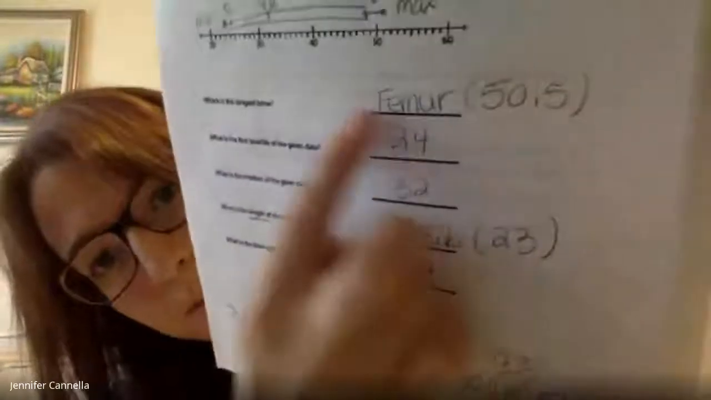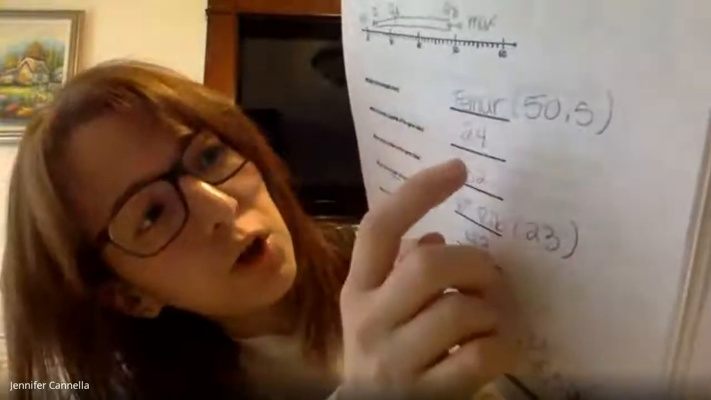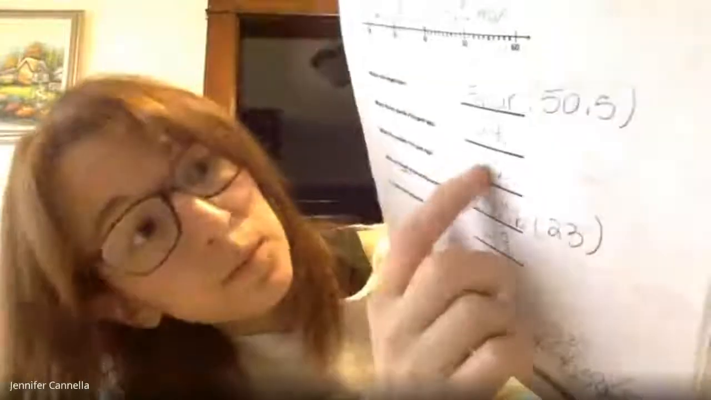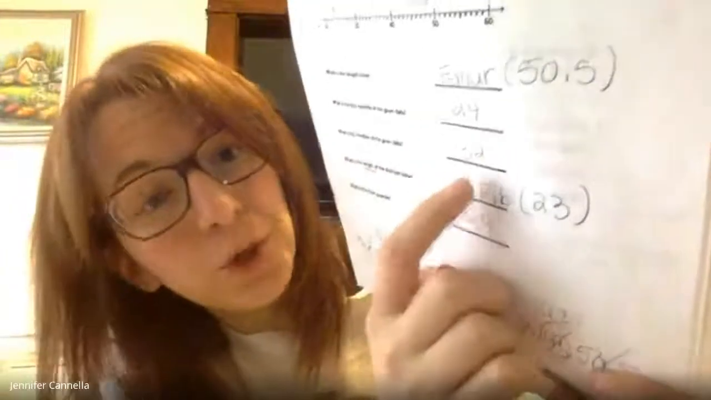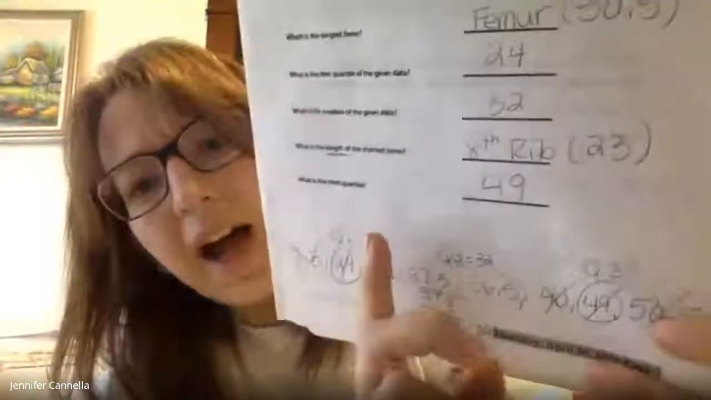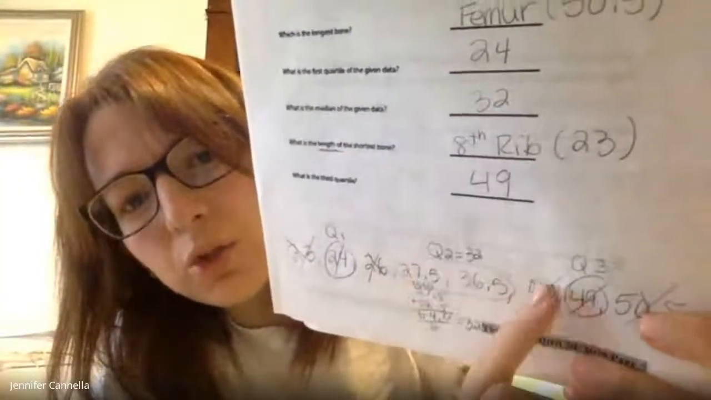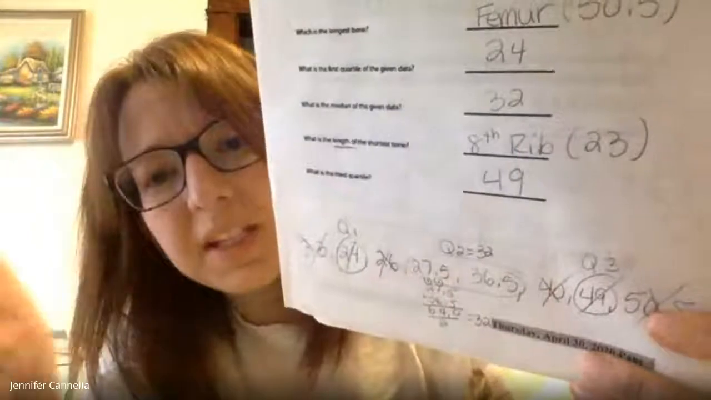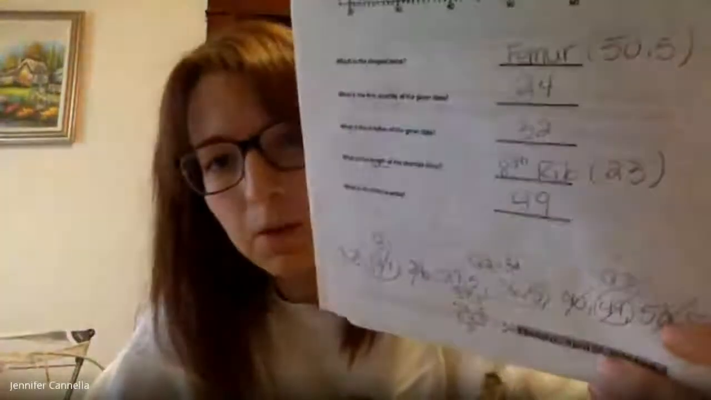All right, so let me just show you what Allie did. Femur was the largest. Quartile 1. This one is the median, the Q2. The 8th rib, she said, was 23 inches, and the Q3 was 49. Now that we already got the Q1, the Q2, the Q3, the only two parts we're missing is the minimum and the maximum.